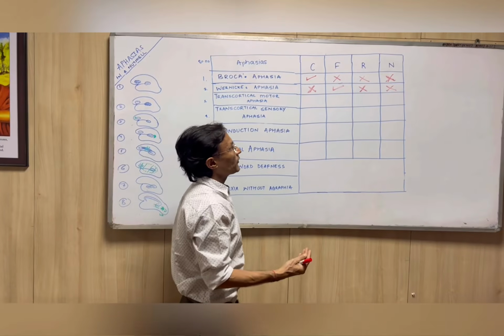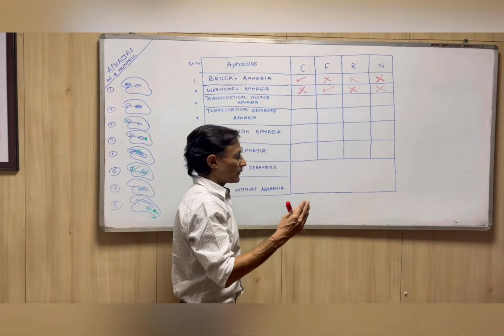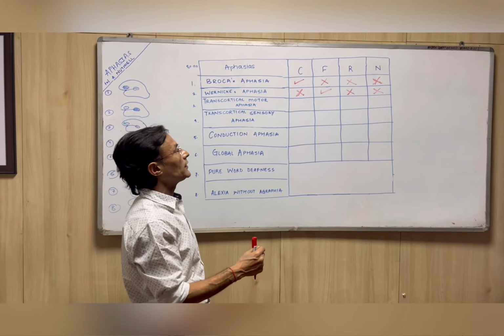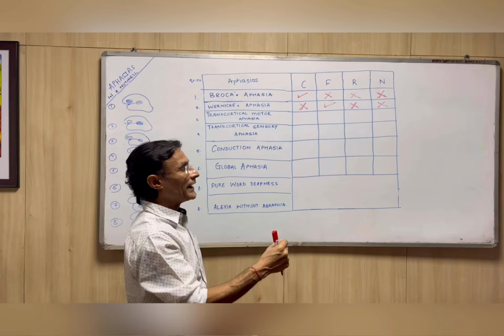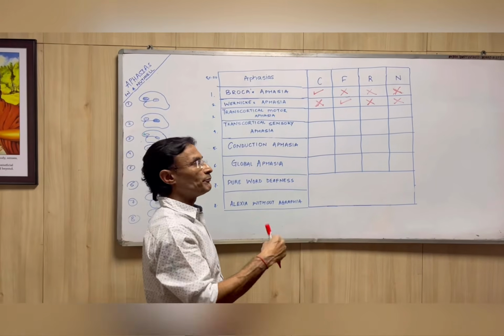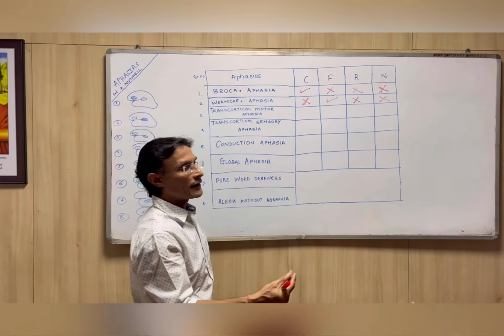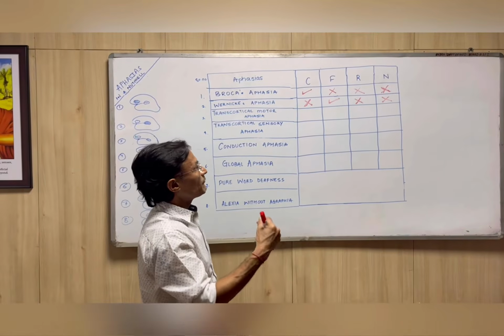I will give you an example of a phonemic paraphasia. If you ask the patient to identify a pencil, the patient will say pentil. So pencil and pentil is a kind of phonemic defect. So there will be a phonemic paraphasia.